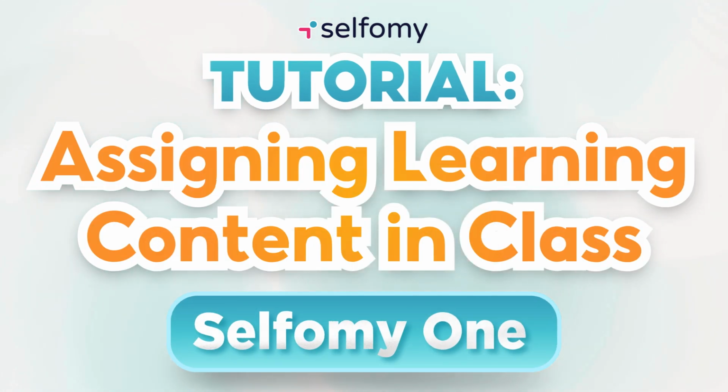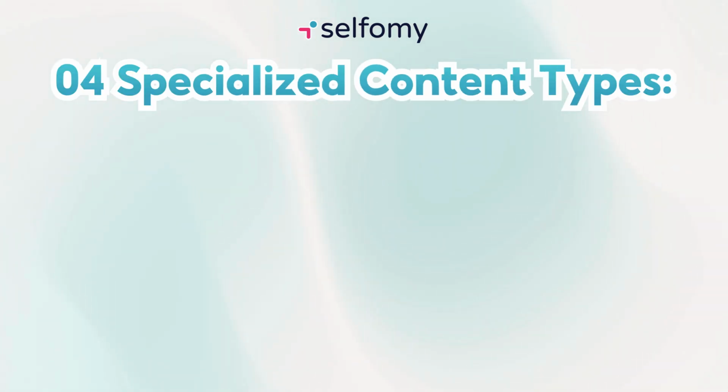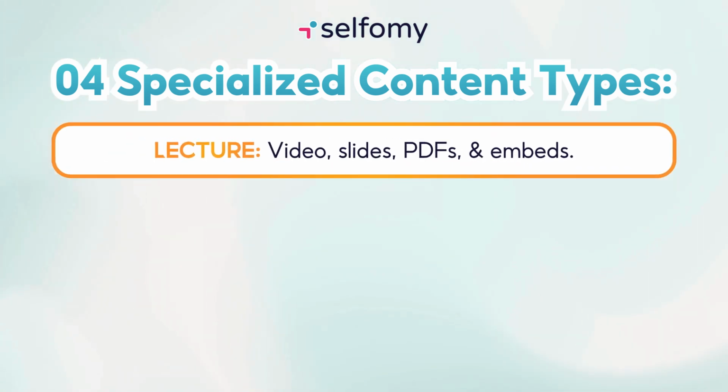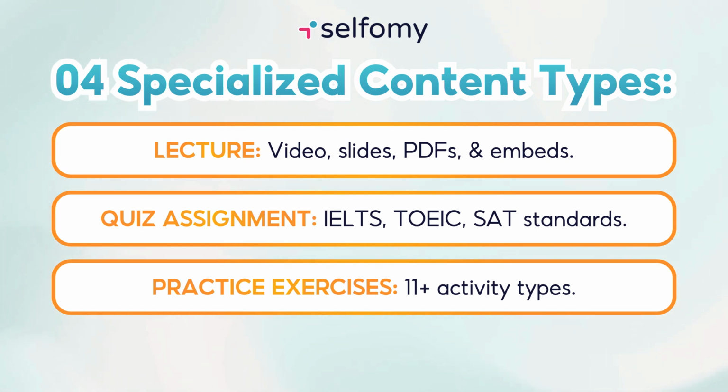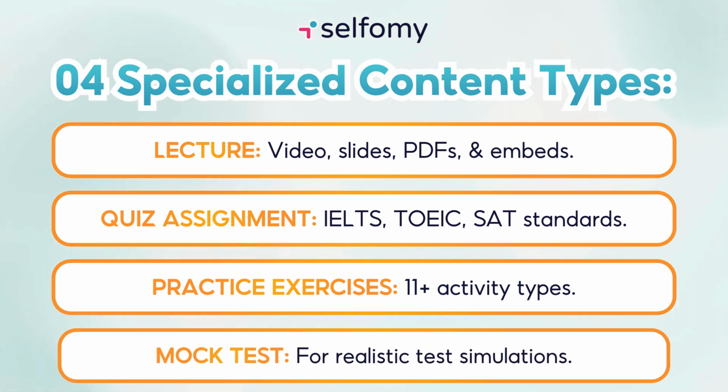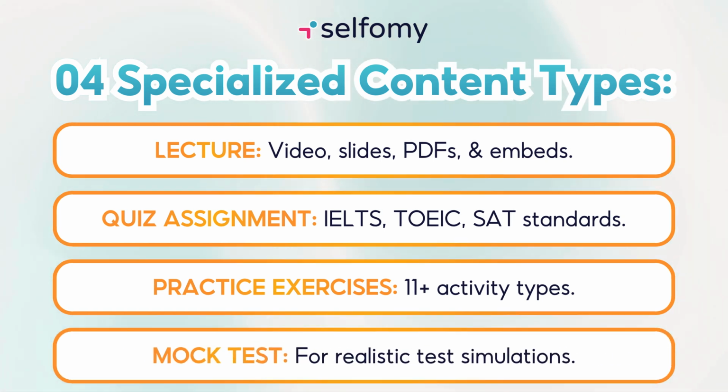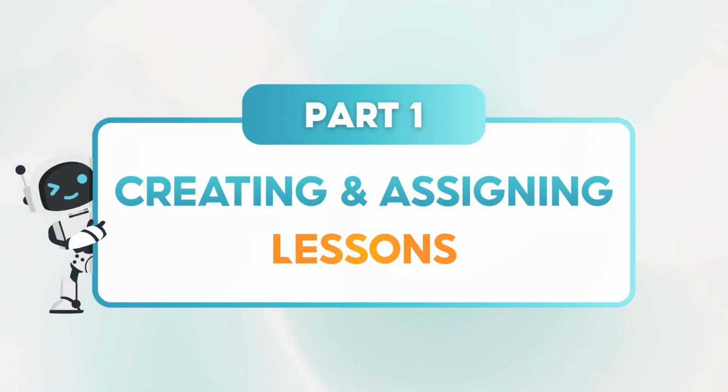In this video, we'll walk you through how to build a curriculum and assign learning activities to your students directly within a class, using 4 specialized content types. Currently, Selfomy One supports 4 types of content: lectures, including videos, slides, PDFs, or embedded applications; quiz assignment, aligned with IELTS, TOEIC, and SAT formats; practice exercises, with more than 11 different activity types; and mock test, for realistic test simulations.